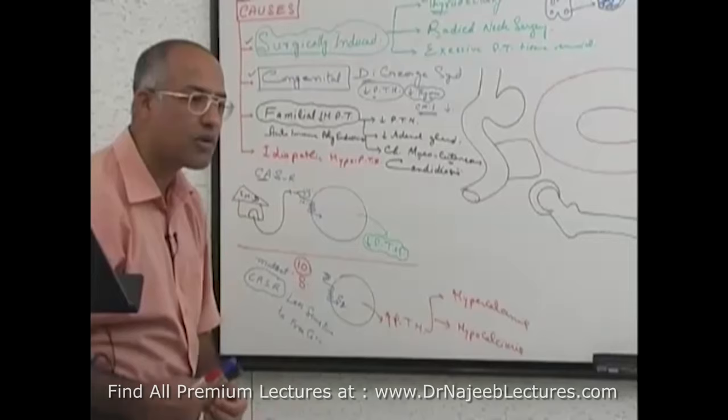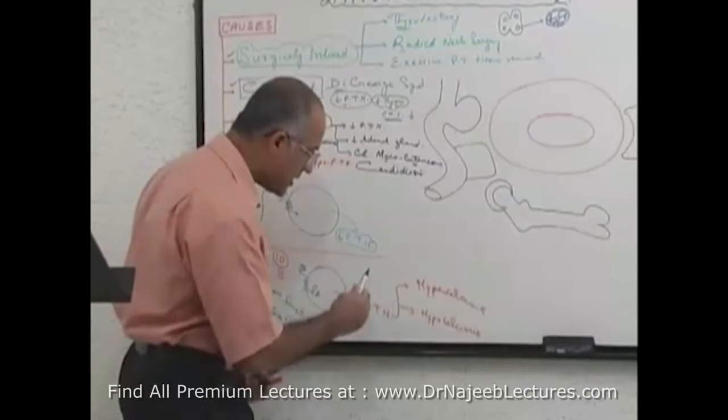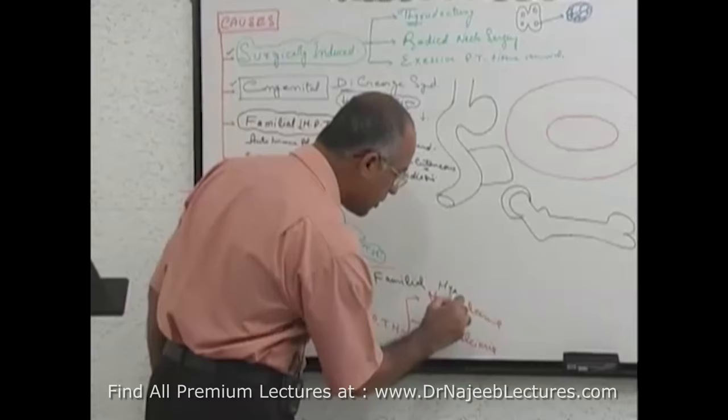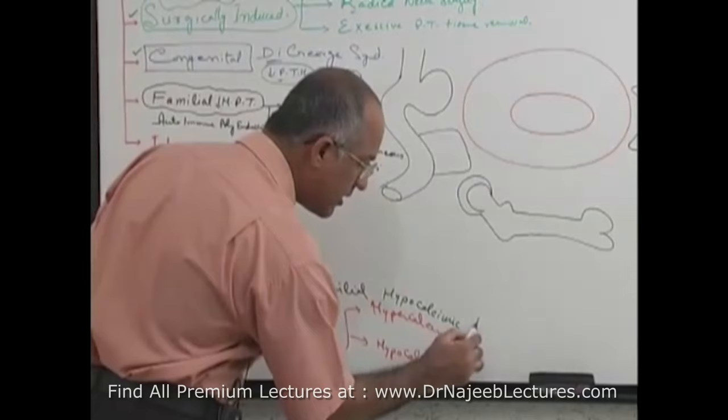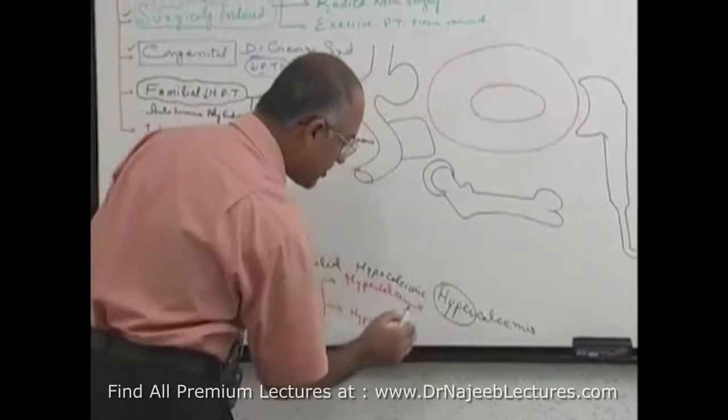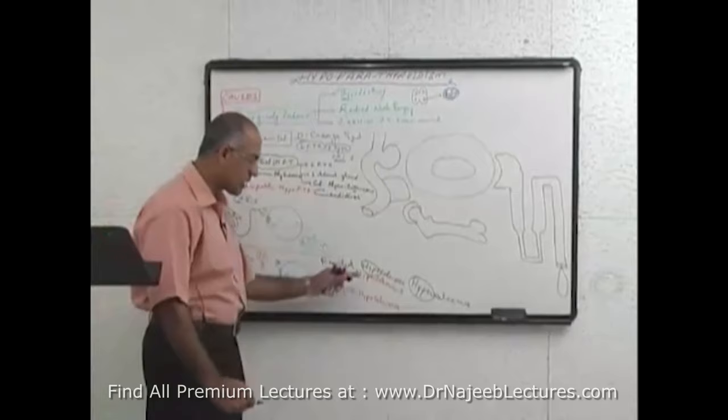In these patients, we call this problem familial, because many members of these families develop this problem. It's an inherited problem. We say there's familial hypocalciuric hypercalcemia. Again, in the blood calcium is high and in the urine calcium is low. I hope you understand it.